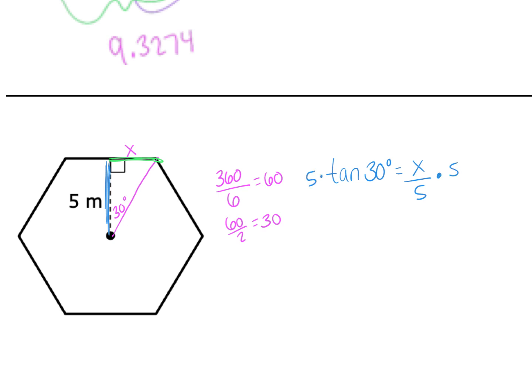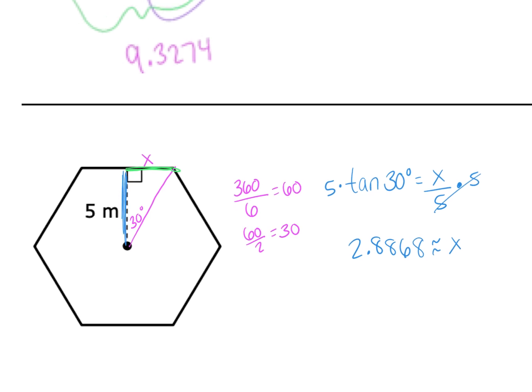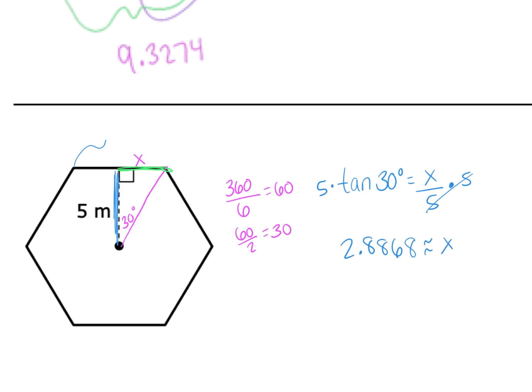Type 5 tan 30 in the calculator. First, whatever calculator you're using, make sure it's on degree mode. So 5 tan 30. I'm getting 2.886. So that's x.